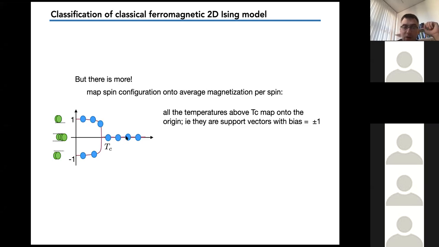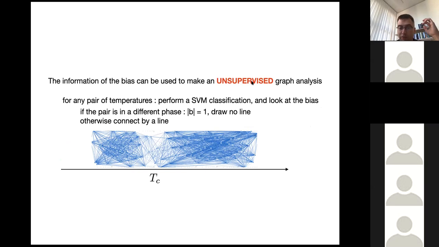And this is now something I can do without training, because I know that the phase classification must have a bias plus or minus one for those cases. And so I know without ever having seen a ferromagnet or a paramagnet that there is a distinction between these two temperature regimes, simply because the bias takes this value. And this is what we exploit. And this is how we can make it unsupervised.